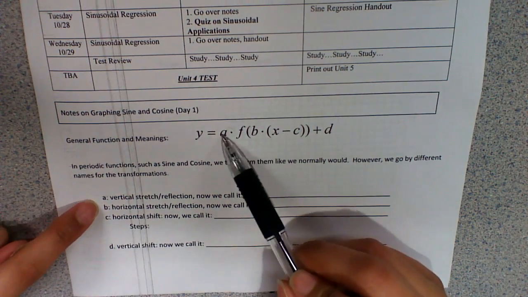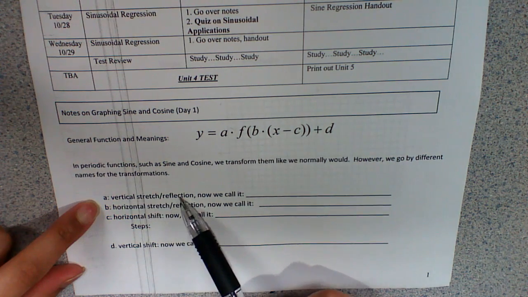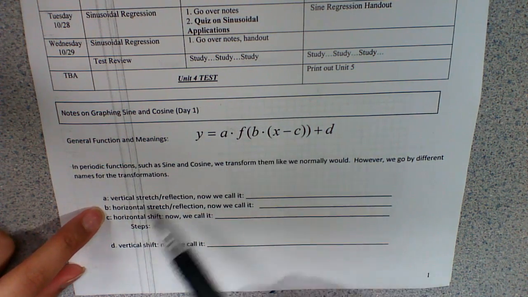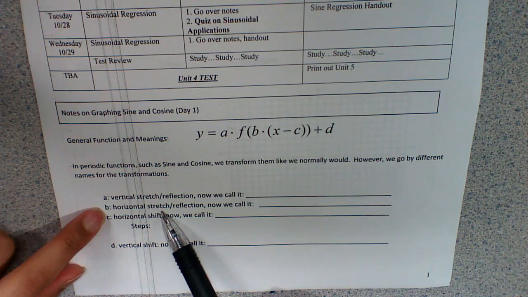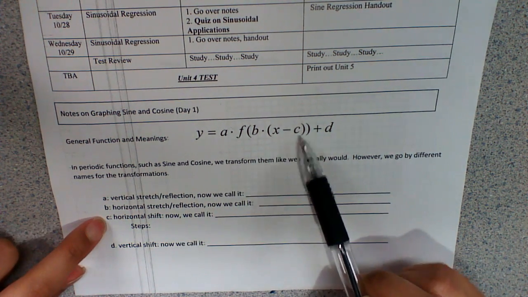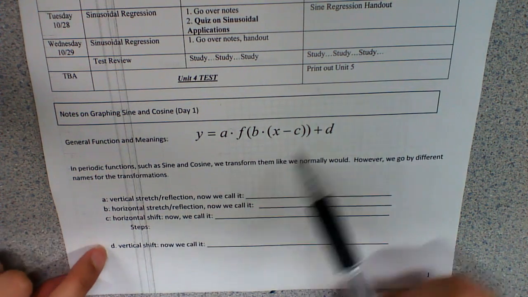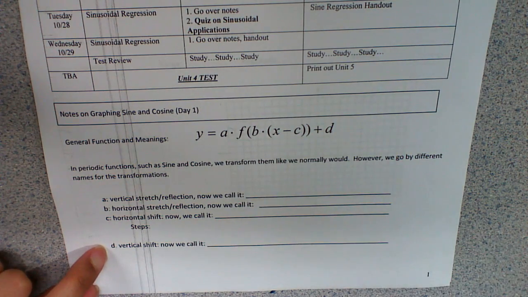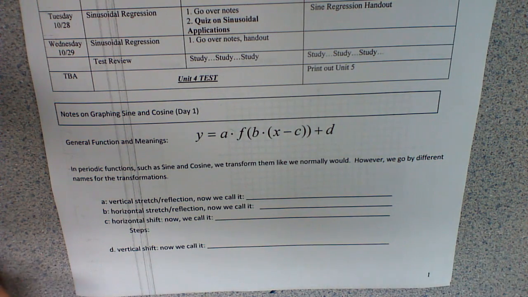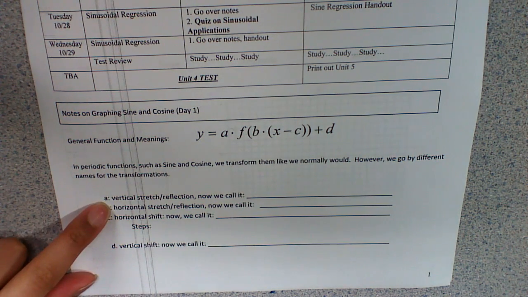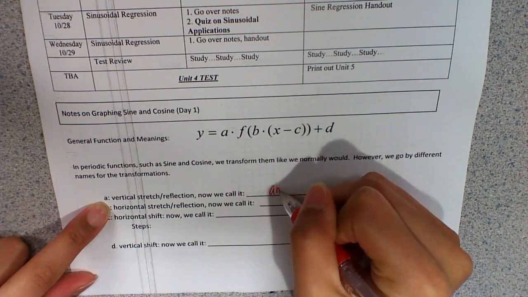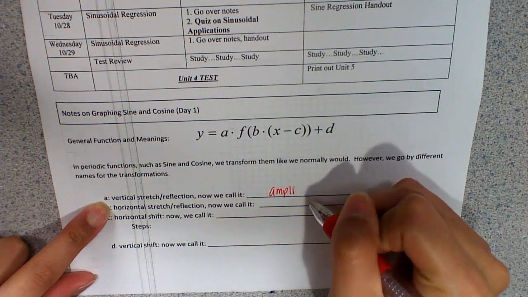So your A value still is a vertical stretch, shrink, and reflection. Your B value is still a horizontal stretch, shrink, and reflection. Your C value is still a left or right move, a horizontal shift. D is up or down, a vertical shift. The only difference now is that we give it different names. So A, our vertical stretch and shrink, will now be called the amplitude.